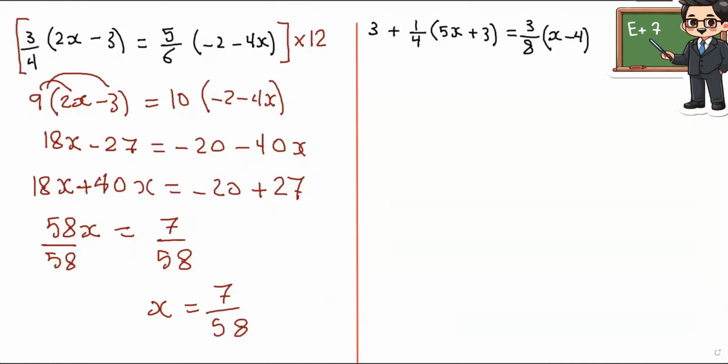Now here's another one with fractional coefficients. Now what we're going to do here, we're going to do the same thing. Find out what the common denominator is, multiply everything by the common denominator. The common denominator is 8, so I'm going to multiply everything by 8.